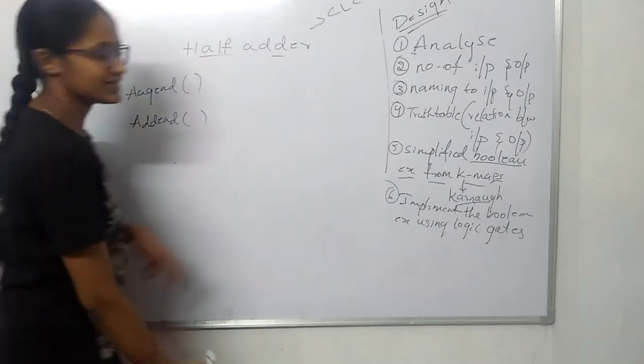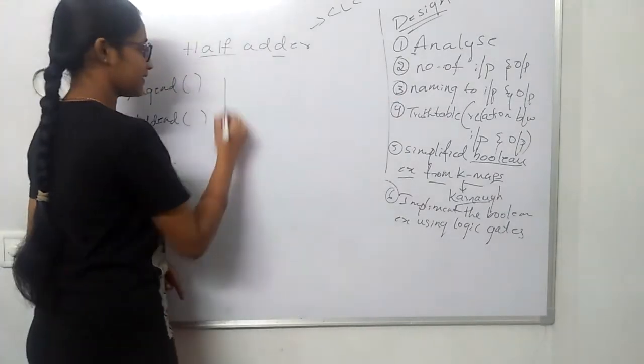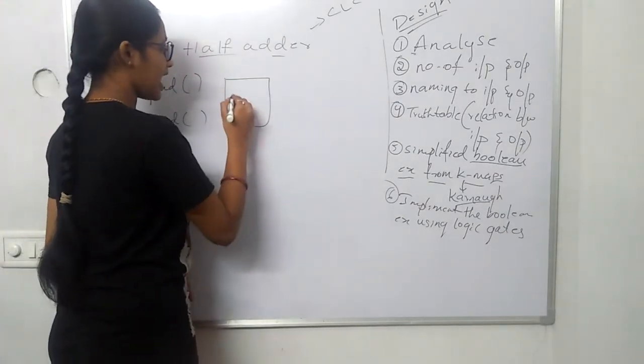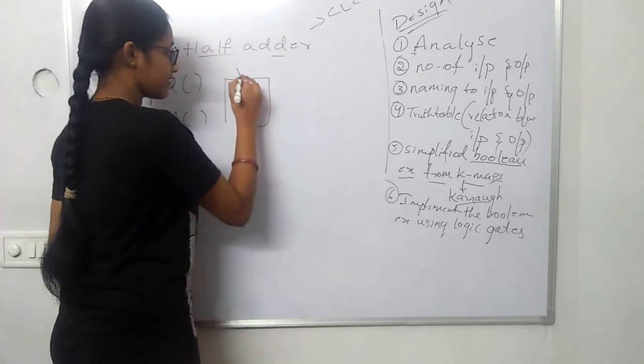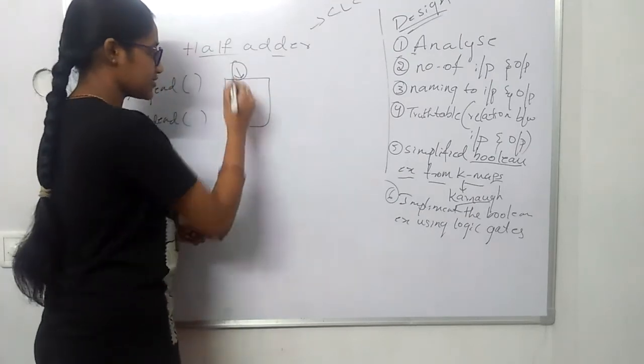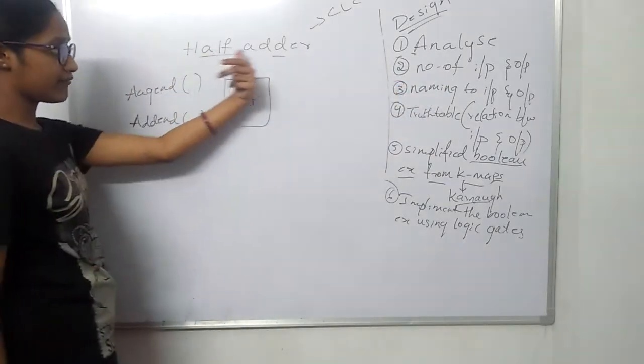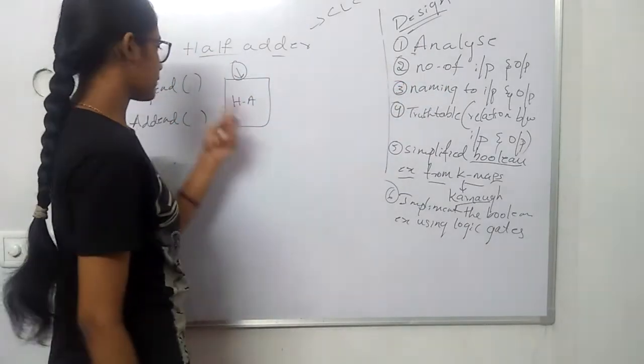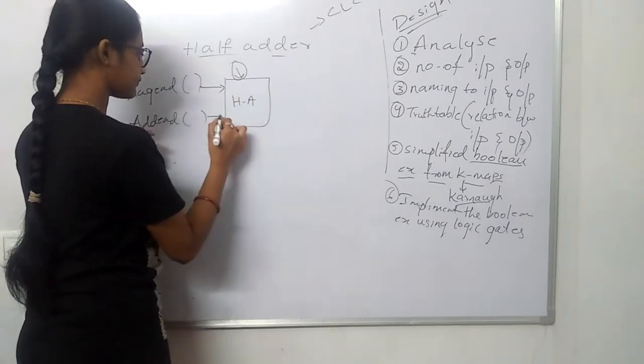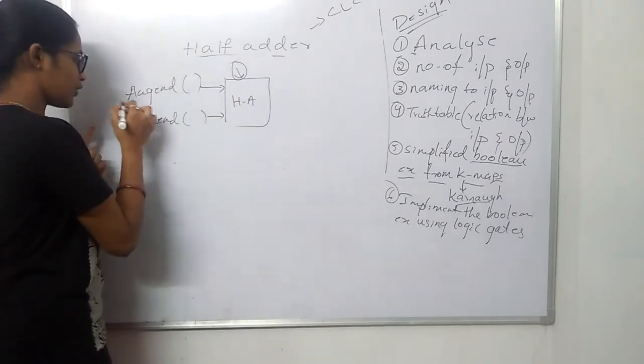Let me complete step 2 and then step 3. This is a half adder. Our first step is analysis, and then step 2 is the number of inputs and outputs. So as a half adder, it can add only 2 inputs, the augend and addend. So what is an augend and addend?